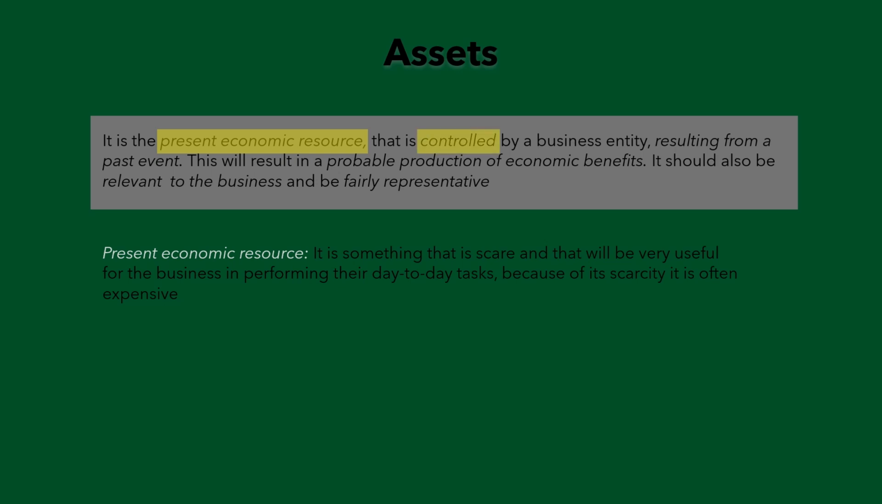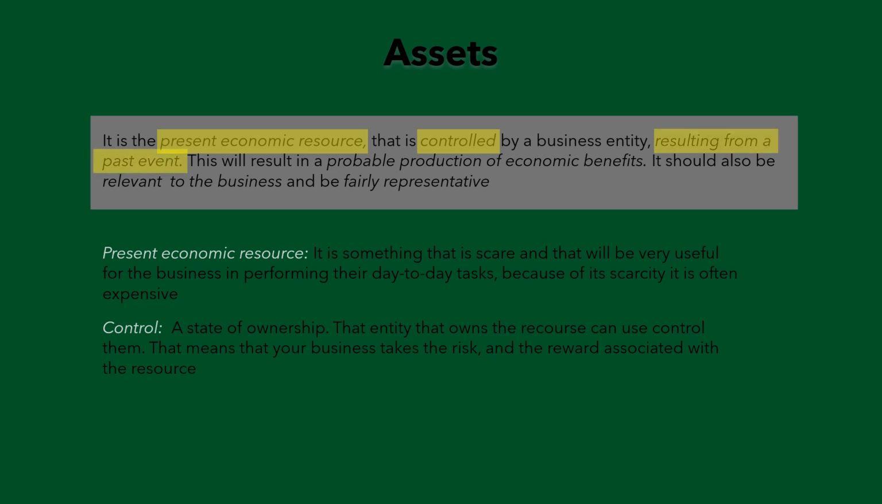And what do we mean by control? Control is a state of ownership. When the resource is owned, normally the entity that owns the resource also controls the resource. For example, a person that has proof of ownership or proof of purchase of a building. Such an entity is also responsible for the risk and the reward associated with that resource.